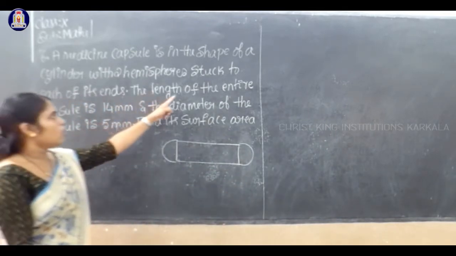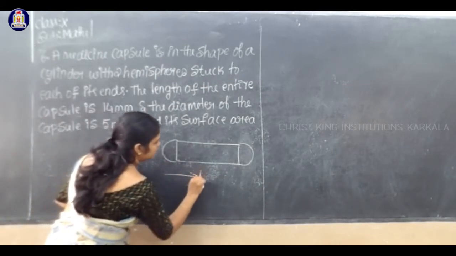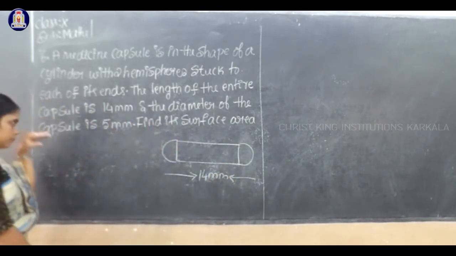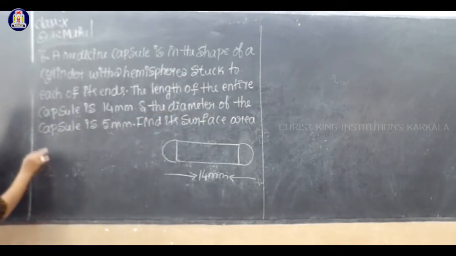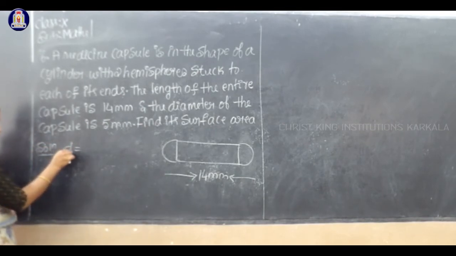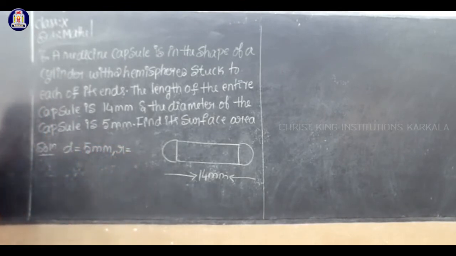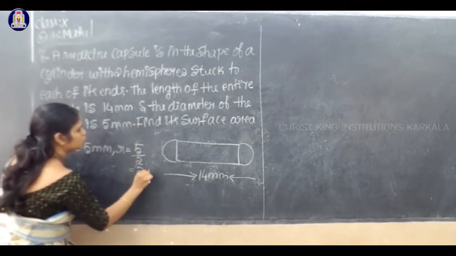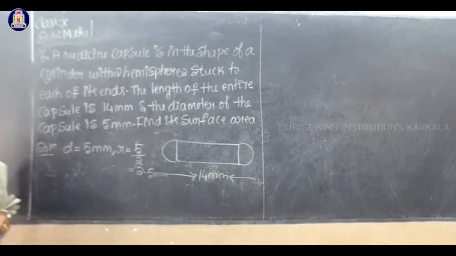The length of the entire capsule is 14 millimeter, and the diameter of the capsule is 5 millimeter. So, solution. Diameter symbol is D. D equal to 5 millimeter, given. So what is the value of radius? Radius is equal to 5 by 2, which equals 2.5 millimeter.